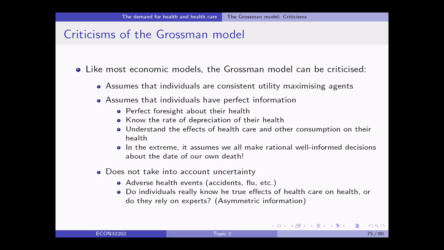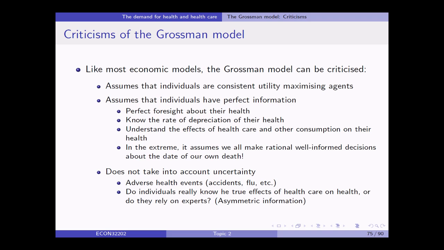It doesn't take into account uncertainty. So adverse health events, so accidents, flu, COVID, pandemics, are basically unpredictable. We can't do anything about that. And essentially the Grossman model assumes that because we know everything about our health, these things don't happen. There is nothing uncertain.